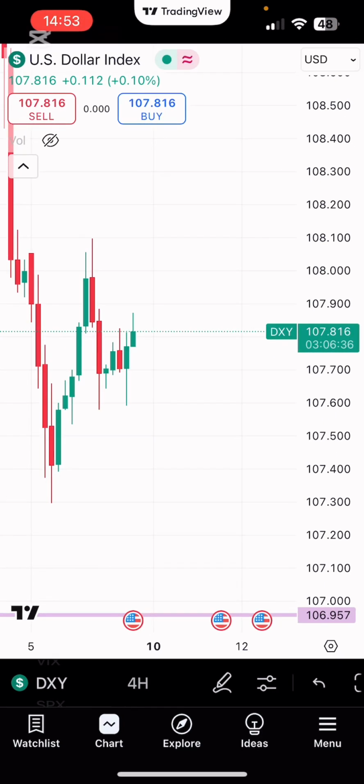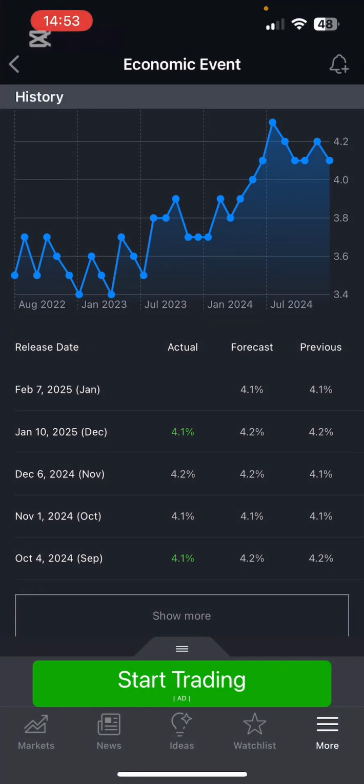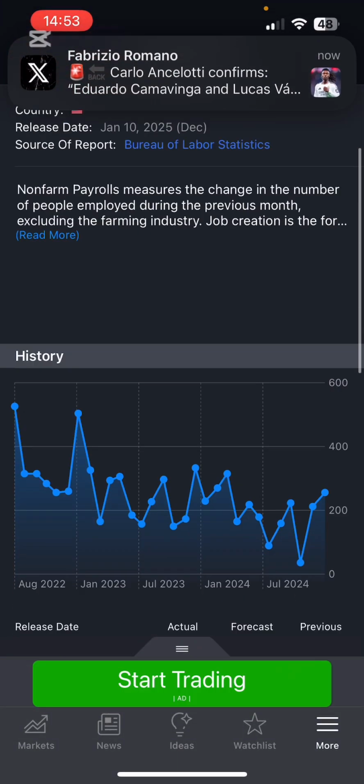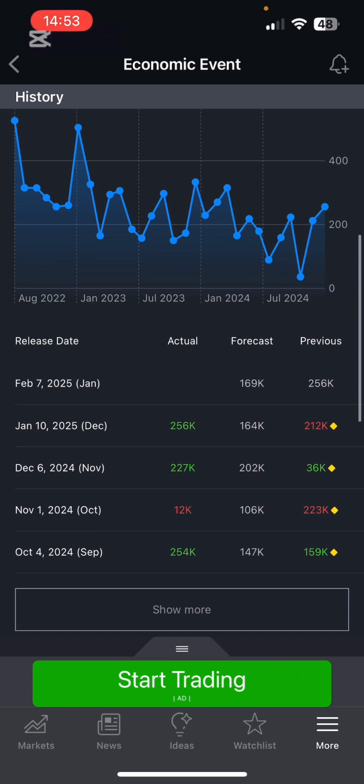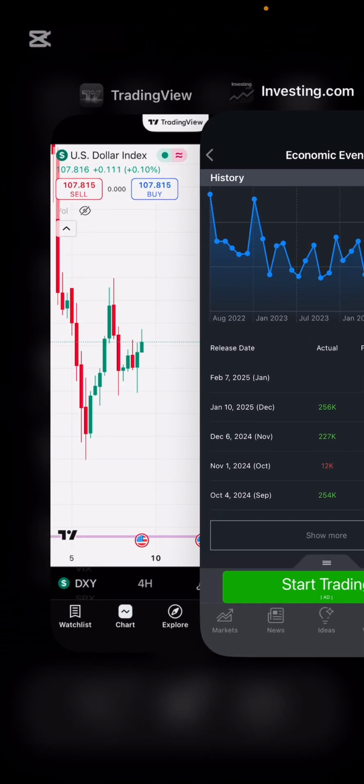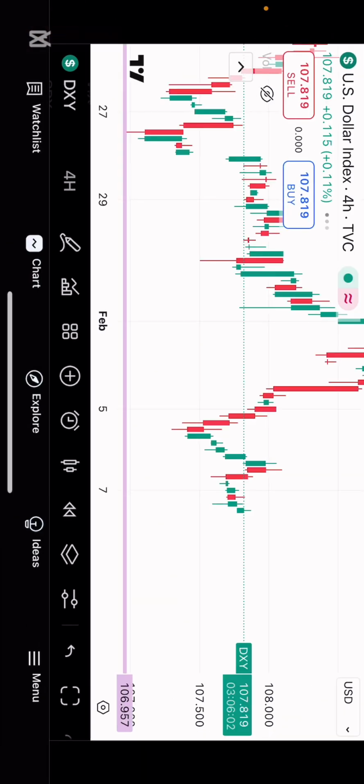So let's go check our news report again. Non-farm payrolls, it's saying it's going to be 169k compared to 256k. So the market is expected to dip. The US dollar is expected to take a dip. The report is going to come out better than expected or worse than expected, I don't know how you guys want to put it. That is what we're anticipating for the market.